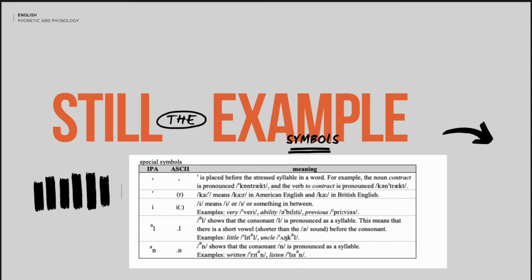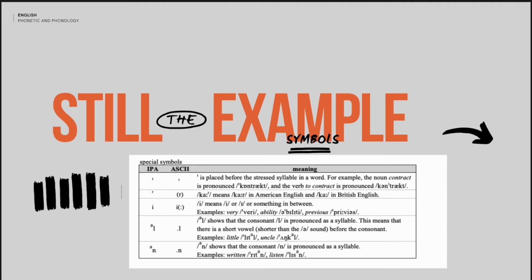Next, we have the example of special symbols. These two special symbols are written in IPA and ASCII. The first symbol is placed before the stressed syllable in a word. For example, the noun contract is pronounced contract, and the verb to contract is pronounced contract. The second symbol means core in American English, but in British English they say it core.